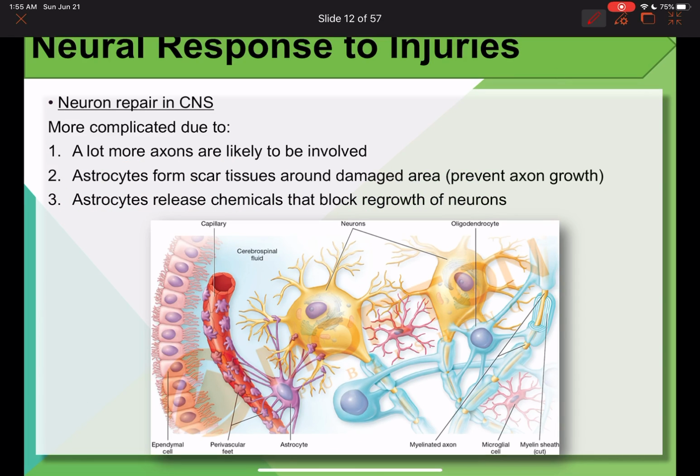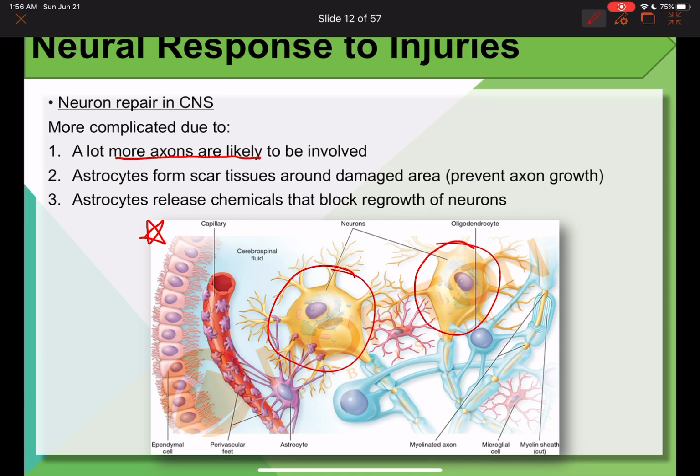Okay? All right, so for the central nervous system, repair is a lot more complicated due to multiple reasons. For example, we already saw how busy the central nervous system is, and here's another glimpse of it. There are ependymal cells here, blood vessels here, and a whole bunch of neurons that can be very close to each other like that. So usually if an injury happens within the central nervous system, a lot more axons are likely to be involved just because they're crowded next to each other.